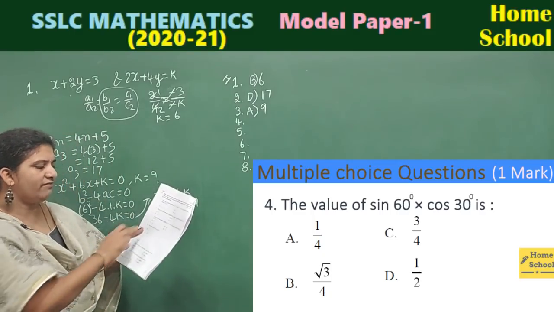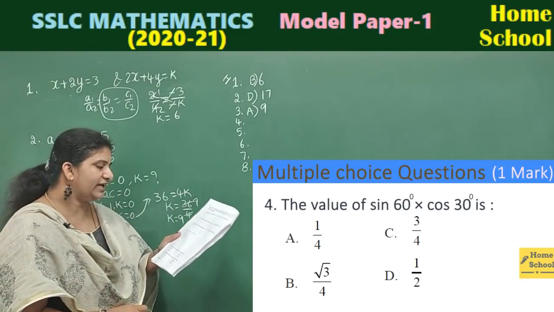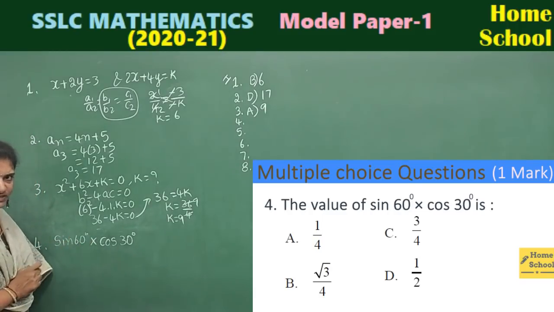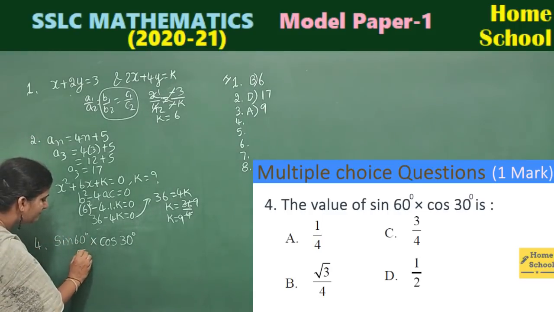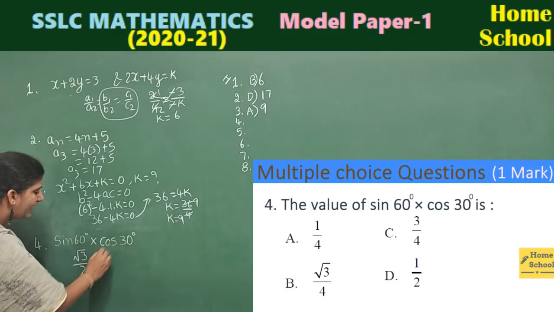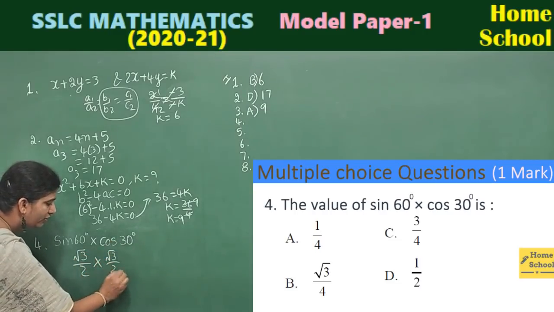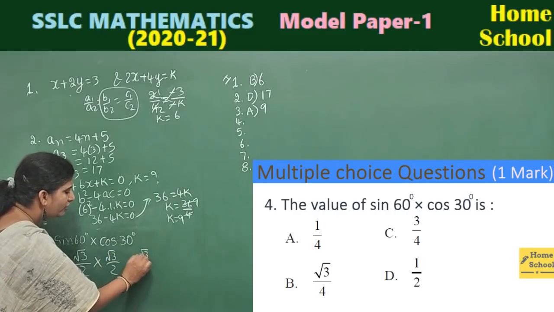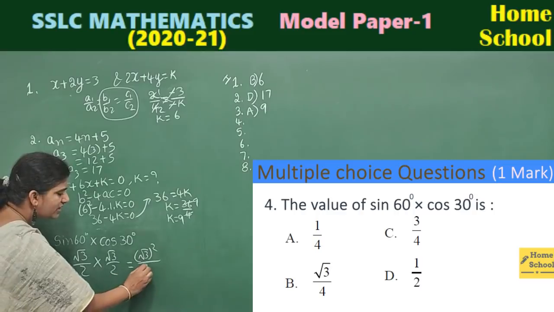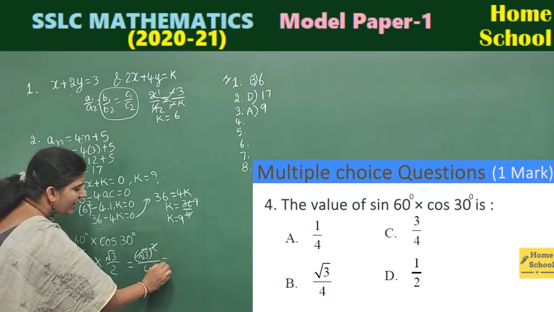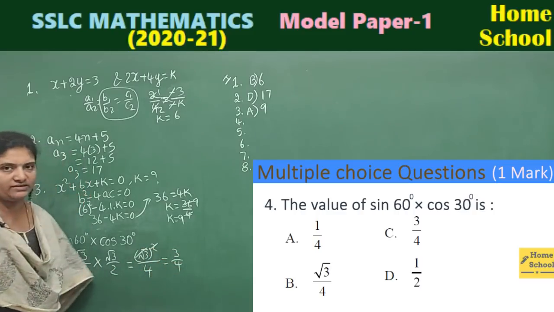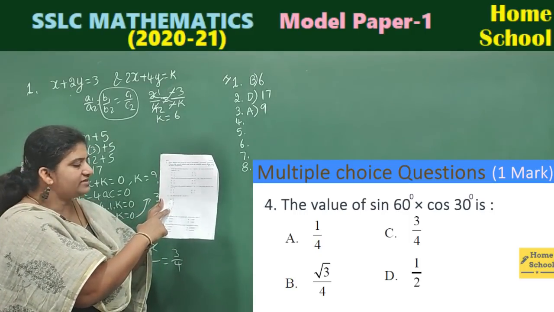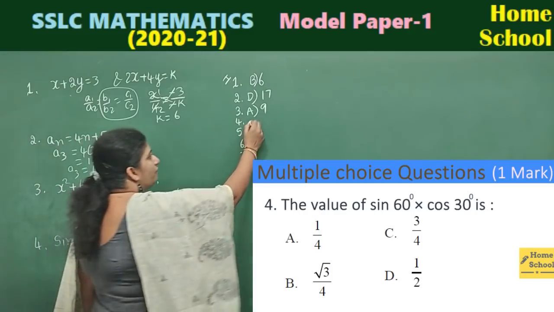Fourth one. The value of sin 60 degrees into cos 30 degrees. Sin 60 into cos 30. Sin 60 value is root 3 by 2 and cos 30 value is also root 3 by 2. Numerators and denominators multiply. Root 3 into root 3, whole square. 2 2s are 4. Square root will be cancelled. 3 by 4 is your answer. Check the answer. Your option is C. Answer option C, 3 by 4.